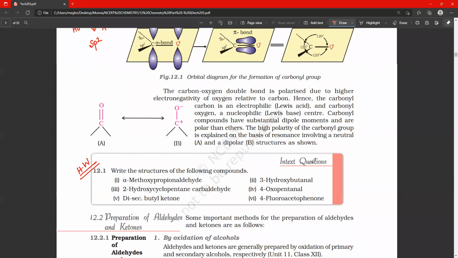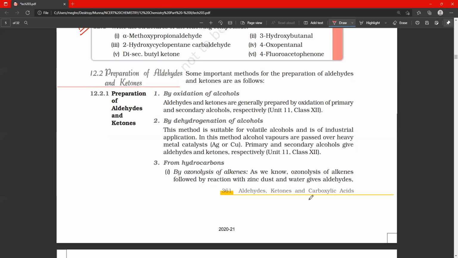Now I'll start with the preparation of aldehydes and ketones. And the best part, children, is that most of the reactions we have already completed. I'll tell you where you have to get them from, and I'll make you understand that this part is already done. I'm writing the reactions. Children, you can write in your copy or in your book.